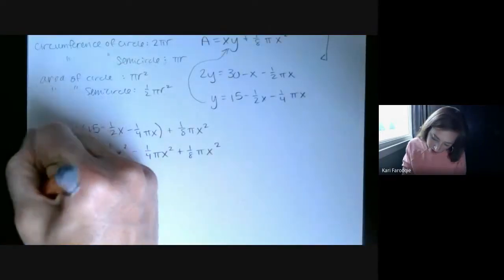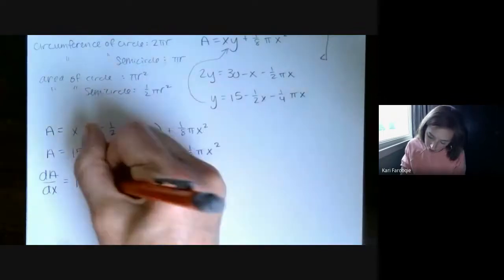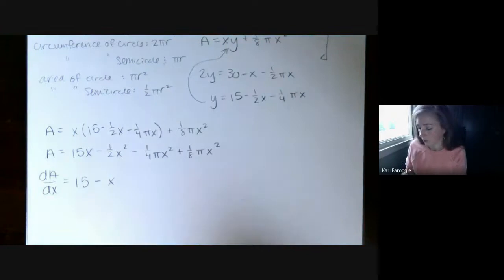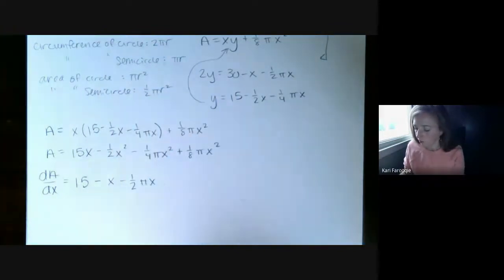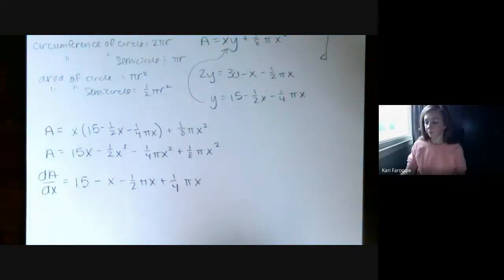dA/dx is 15 minus 2 times 1/2 is 1 x. 2 times 1/4 is 1/2 pi x. 2 times 1/8 is 1/4 pi x. Now we're going to set this equal to 0 and solve.